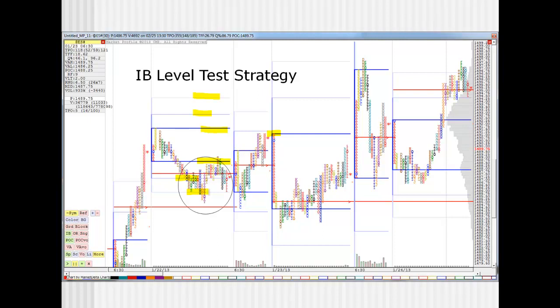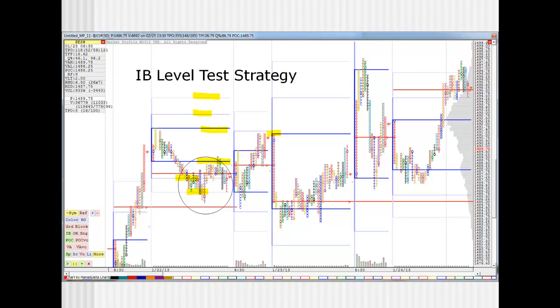First of all, let me tell you that when prices continue on and get to 200% of an initial balance level, there is always a good probability that they will return back for at least a retest of the 150% level, especially if we have a wide initial balance. So let's take a look at this particular case and see how we would have traded this situation or this price development.